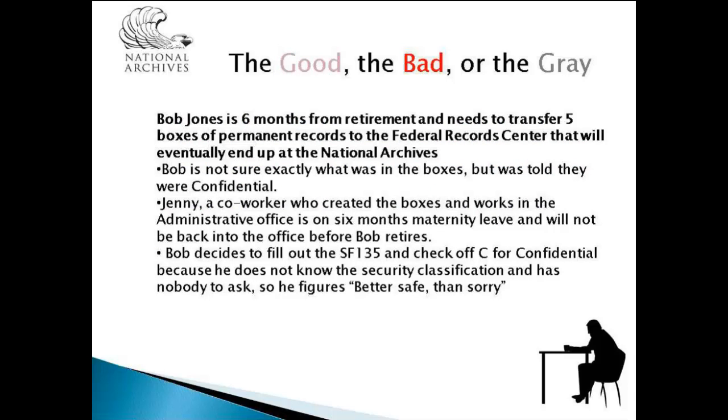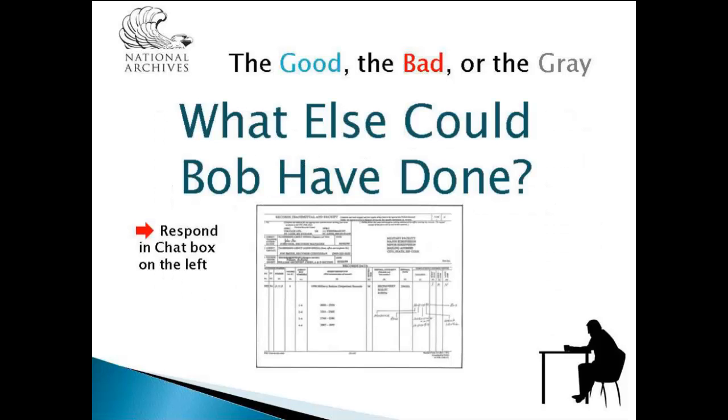Yes, could have talked to the general counsel, could have consulted with the National Archives, could have looked in the box, could have called Jenny, yeah, consulted with the records officer, all good answers. Okay, so what else could he have done? You've hit a lot of them right on the nail.